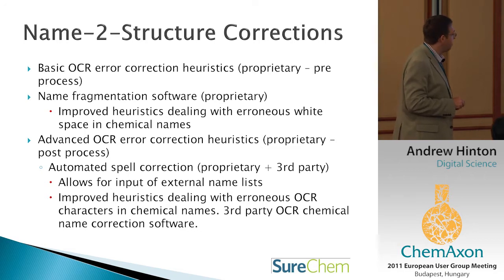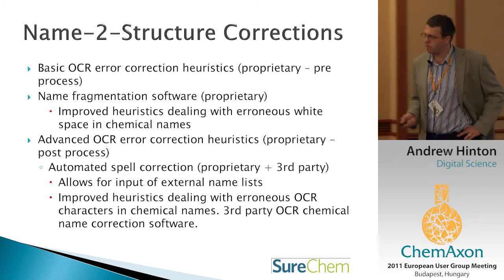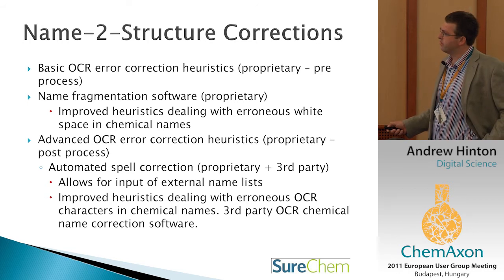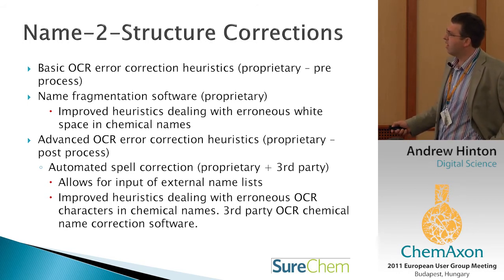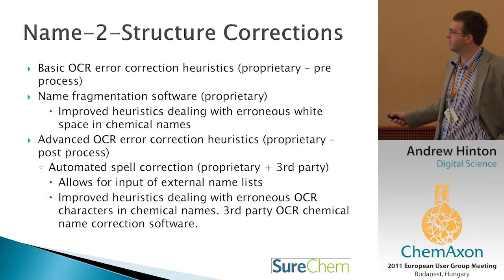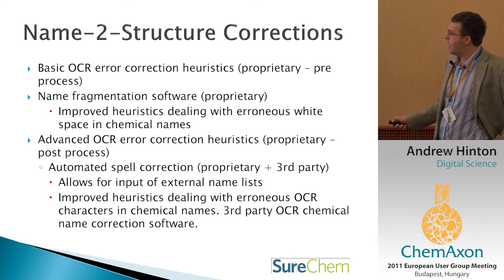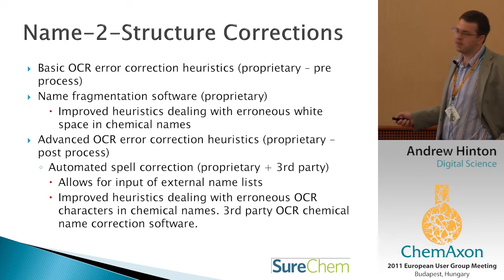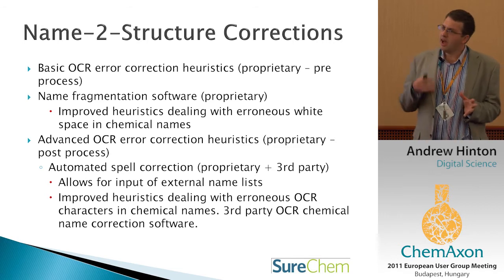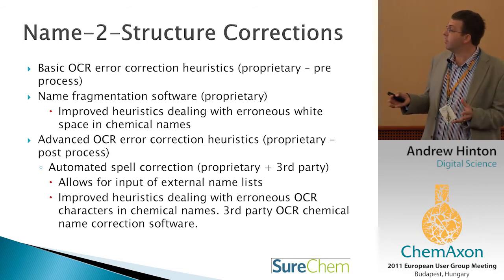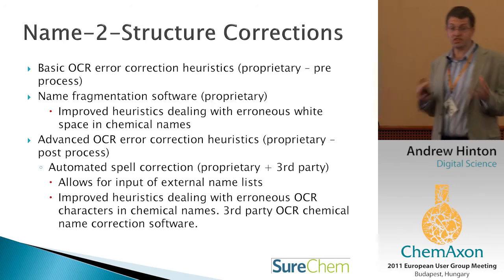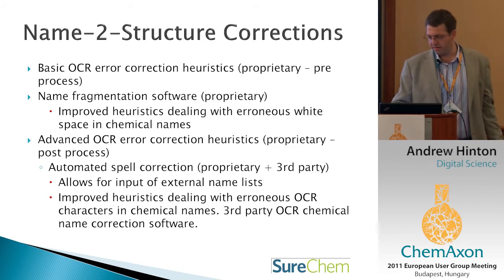And having dealt with that issue the best we can, we're then able to go through putting in some sort of automated spell correction techniques, allowing for input of external name lists as a verification step, and that basically tidies up the data such that we're able then to get into a position where we're able to give that chemical name within the body of the patent to a name-to-structure tool and see if we can generate a structure, because before that we would have a very poor attrition rate.